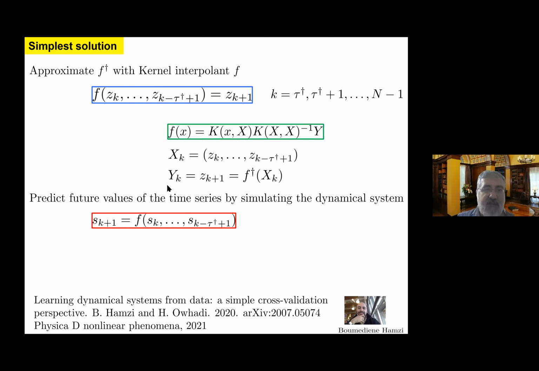And here, for the sake of time, I'm restricting the presentation to the case where the time delay tau dagger is known. And I refer to this paper for how we learn it in practice.